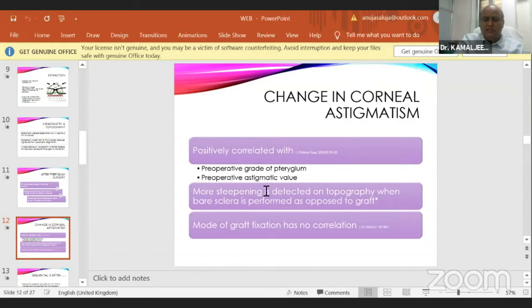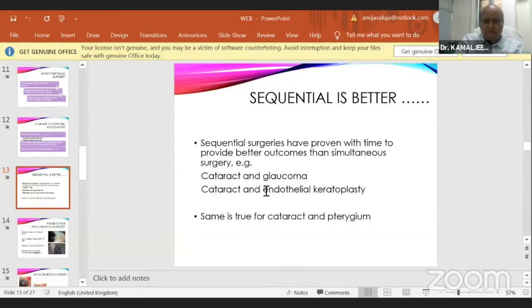So where the incision has to be made, it should be made on the steeper side. That is important. And one should avoid the pterygium area. You should not give the incision there. You can go to the temporal side if it is the other way around, or better is to be on the vertical side because you get with the rule astigmatism with pterygium.